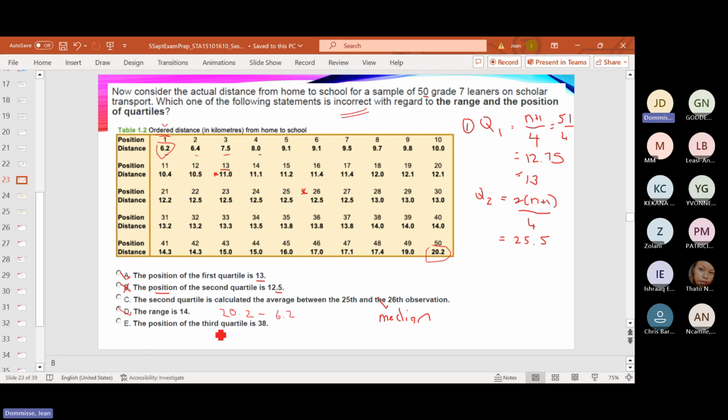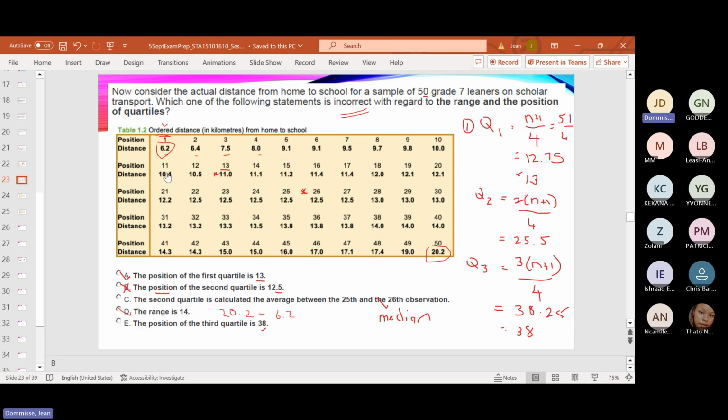And then the position of the third quartile is 38. So let's just quickly work that out. Quartile 3 will be 3 times n plus 1 divided by 4. And that will give you 38.25. And then again, we round it off to the nearest number, which is 38.